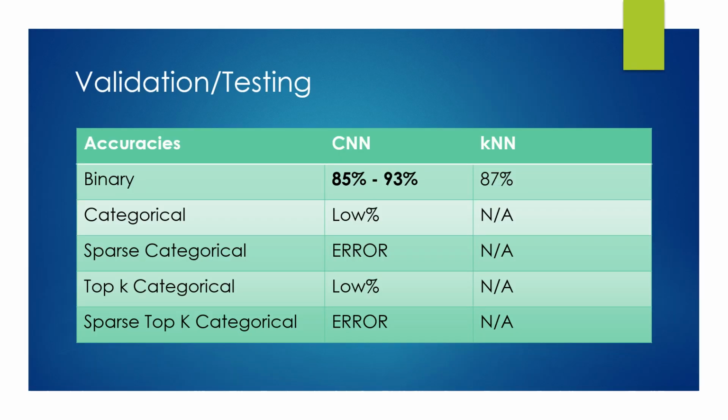So for validation and testing, we chose a variety of accuracies. We tried binary, categorical, sparse categorical, top K categorical, and sparse top K categorical. Of all of these, binary worked the best, which is used to measure the percentage of correctly predicted binary outcomes. For the CNN model, it reached between 85 to 93%, and for the KNN model, we reached 87%.